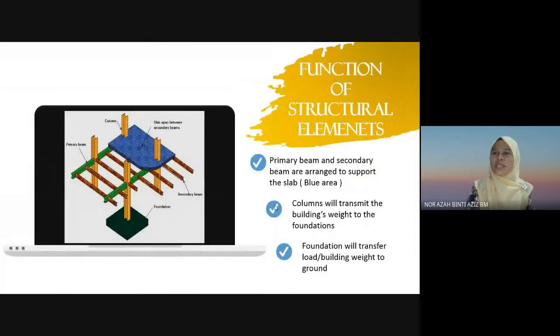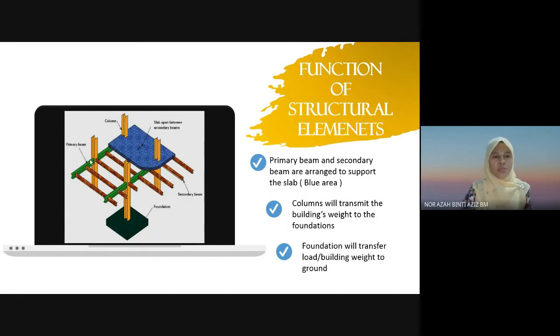Okay, and the last one, we have function. Now we want to know what is the function of each structural element. You see this image? The green one is primary beam. The chocolate one is secondary beam. Here we have two types of beam.